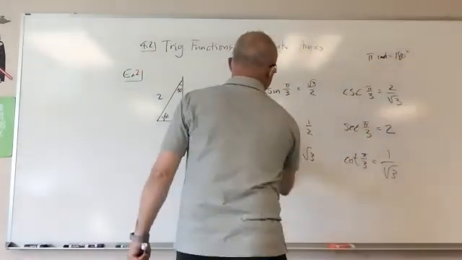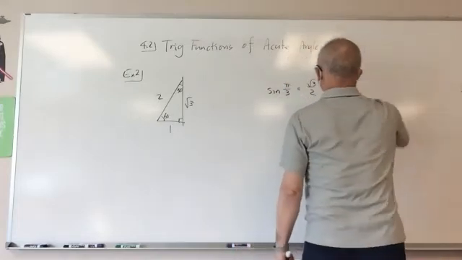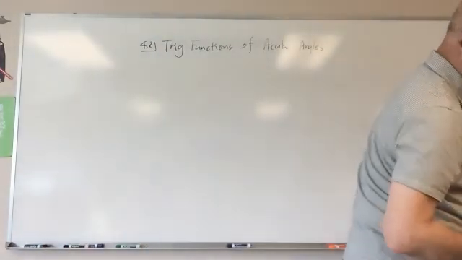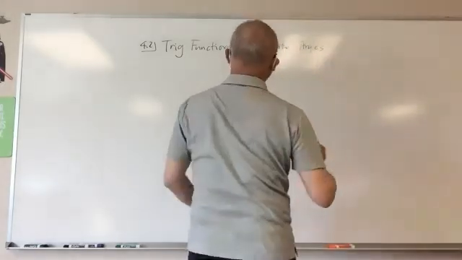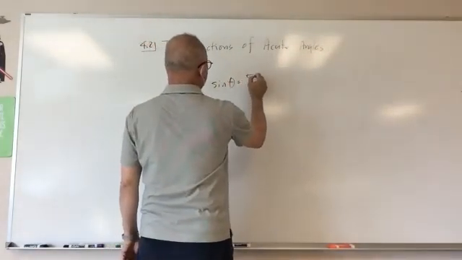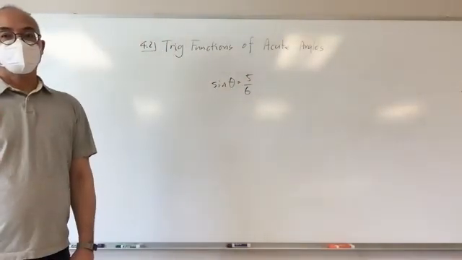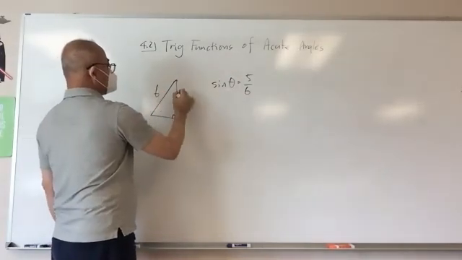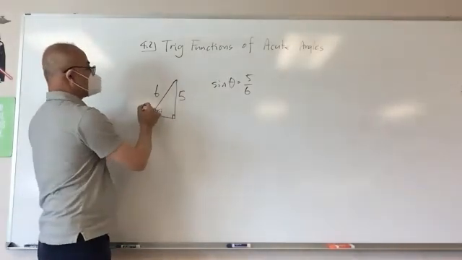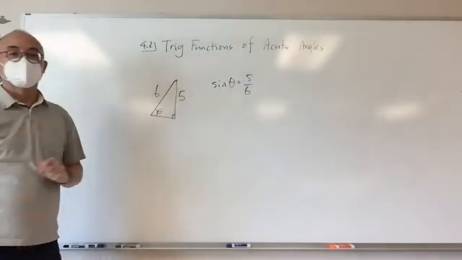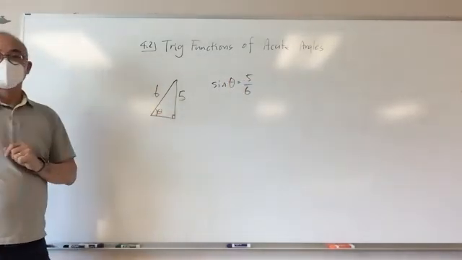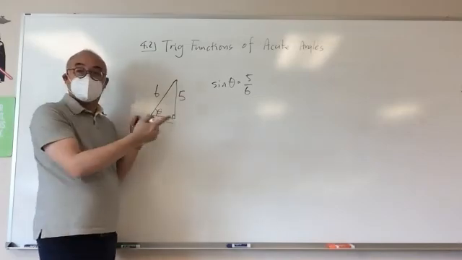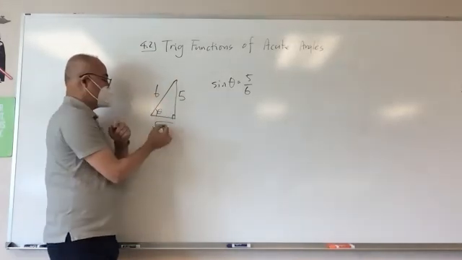Example number 3. In example number 3, they're going to give you one of the ratios, and you have to backtrack the others. It says that sine theta is equal to 5/6. They want us to figure out the rest. The way you would do that is you would construct a triangle. This is 6, this is 5, and this is theta. Sine is bottom top, so it's 5/6. What is this other side? It's root 11, because it's the square root of 36 minus 25, 6 squared minus 5 squared.